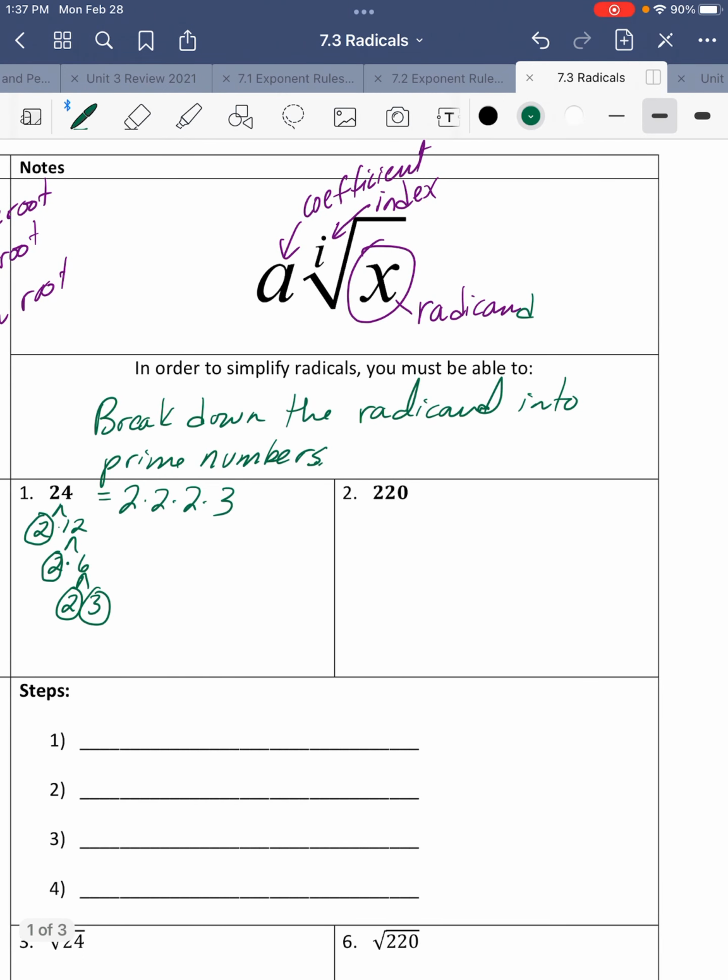Let's do 220. Again, it ends in a 0, so I know it's even, so it's going to divide by 2. 2 is a prime number. 110 is 55 and 2. 55 is not an even number, so it doesn't divide by 2, but it'll divide by 5. It ends in a 5. So that's 11 and 5. 5 is a prime number. 5 times 1 is the only way to get 5. 11 is a prime number. 11 times 1 is the only way to get 11. So I have 2 times 2 times 5 times 11.